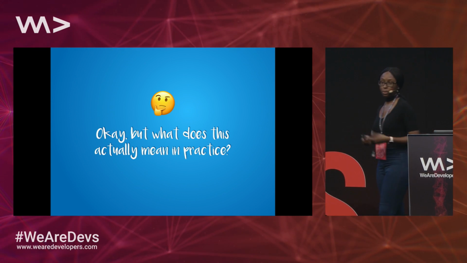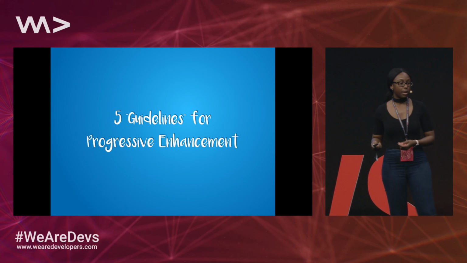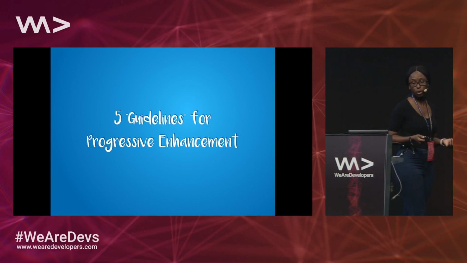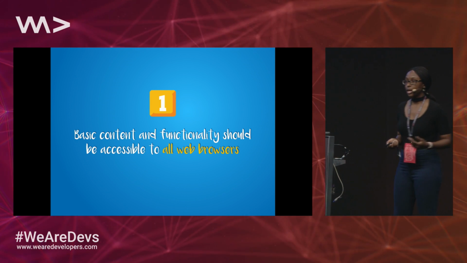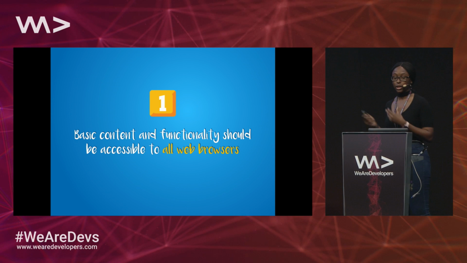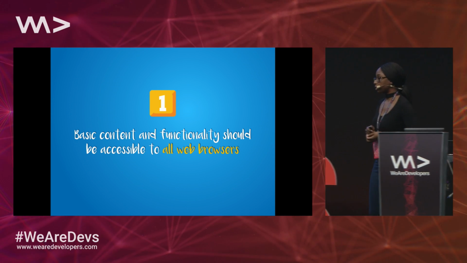Okay, so then what does this actually mean in practice? I'm just going to go over a few broad guidelines for how progressive enhancement should work. So the first thing is we should try as much as possible to make sure that basic functionality should be accessible to all web browsers.